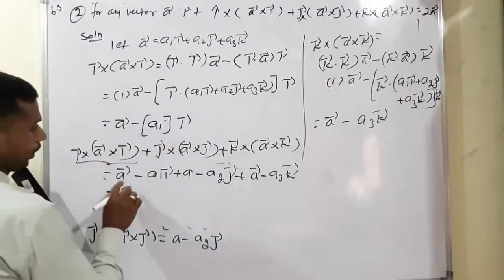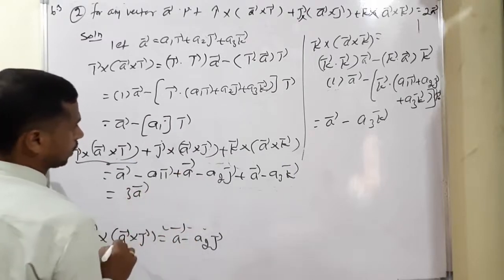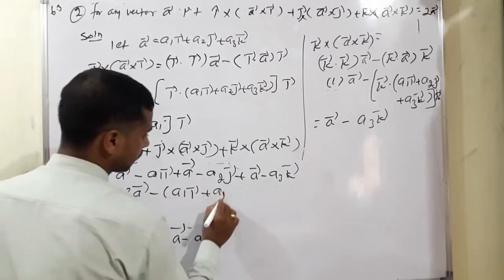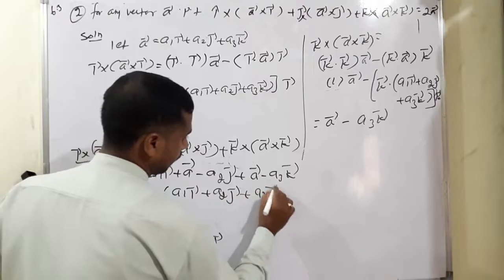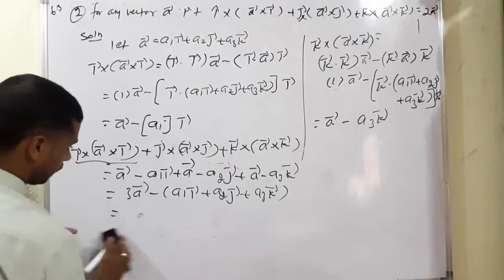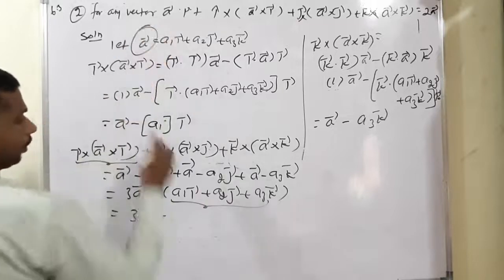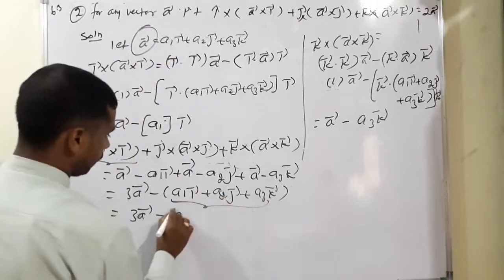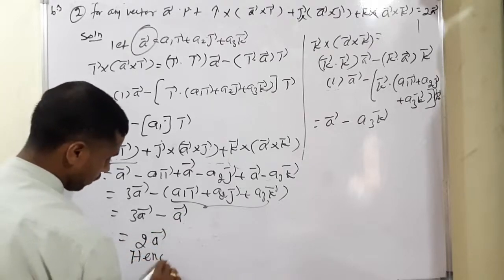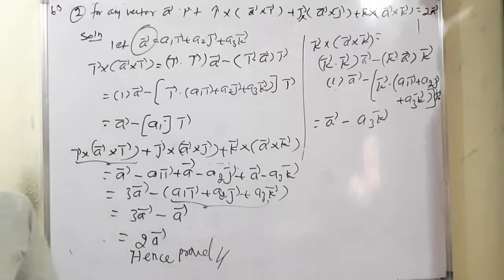Now look at this: A vector plus A vector plus A vector we can write as 3A vector, then minus, taking common outside, A1 I vector plus A2 J vector plus A3 K vector. Therefore, 3A vector minus, as already considered, A vector equal to A1 I, A2 J, A3 K. Therefore, 3A vector minus A vector gives 2A vector. So, hence proved. One of the important questions, true or 3 marks. Okay, I will continue with the next question.